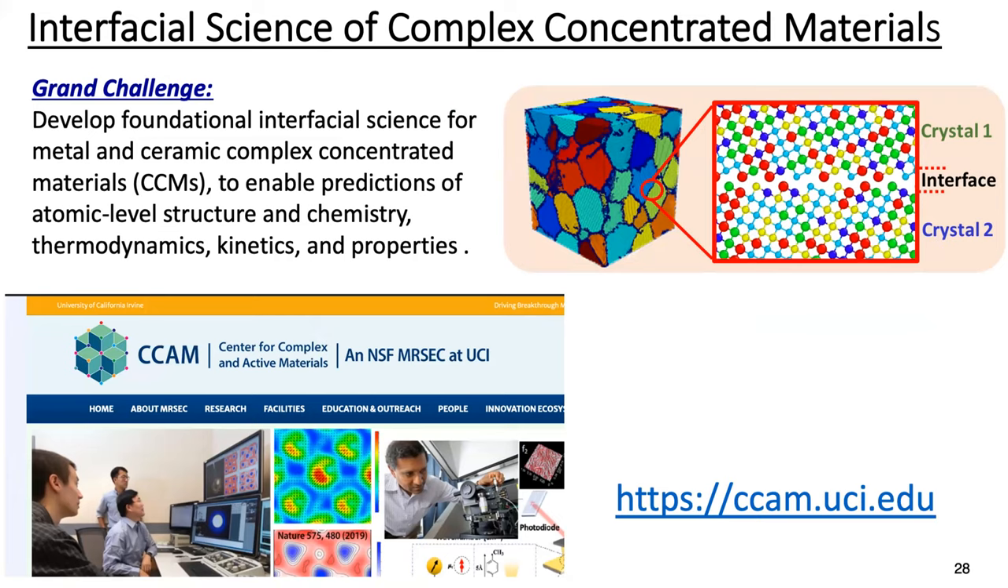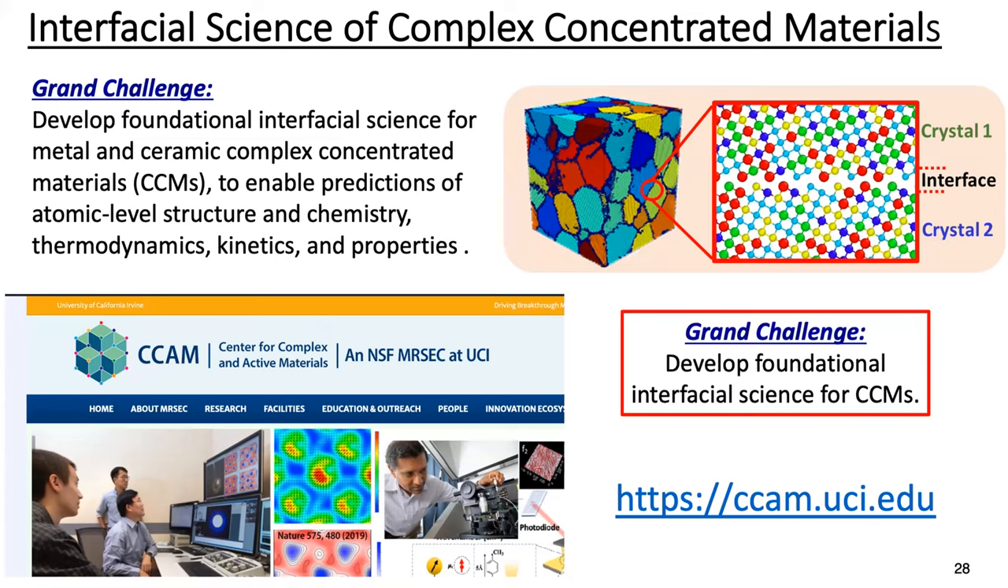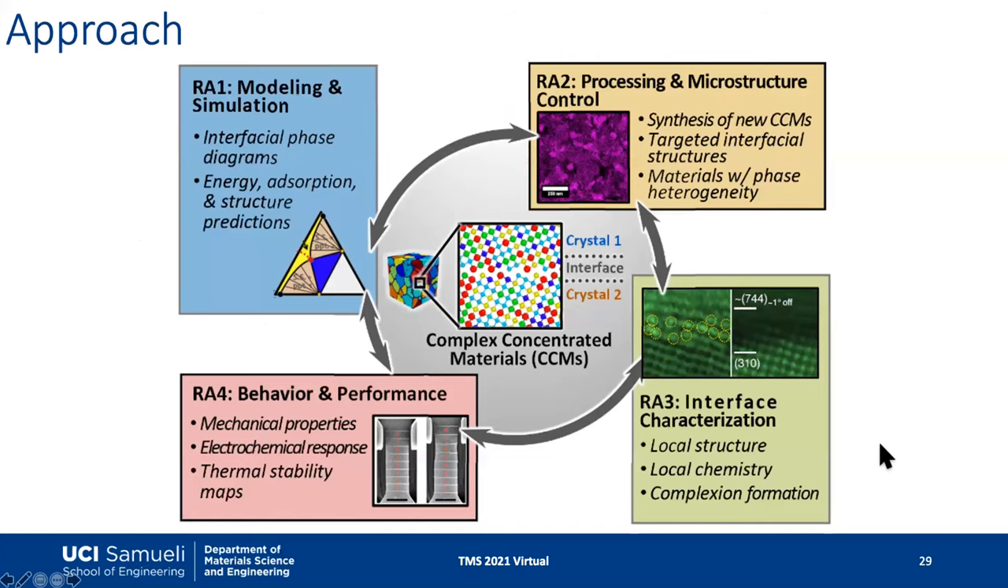About the MERSEC at UCI, taking off from what I just said, our focus is really to develop a foundational interfacial science, not only for metals, but also ceramics, complex concentrated materials, to predict the atomic level structure and chemistry, thermodynamics, kinetics, and properties. It's a major challenge. The challenge is really to develop the fundamental interfacial science. The website is here, a lot more information is provided there.